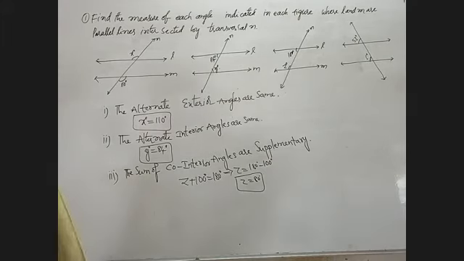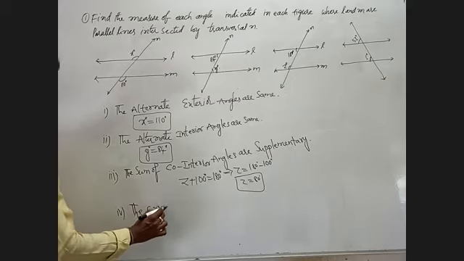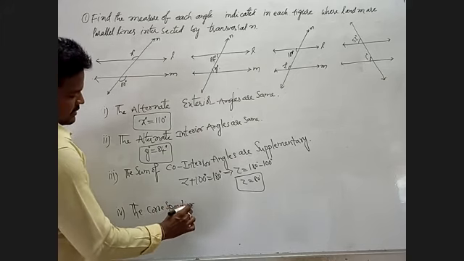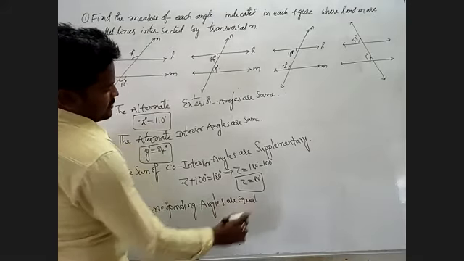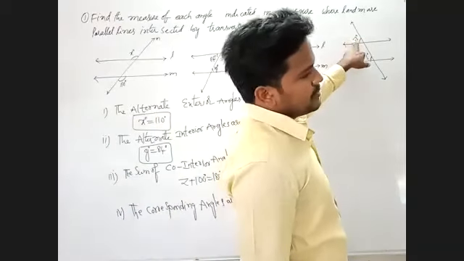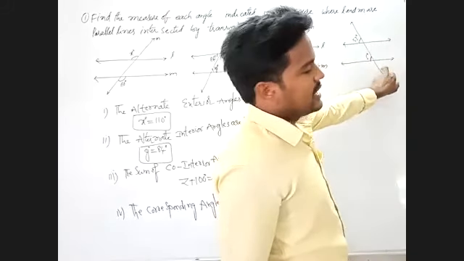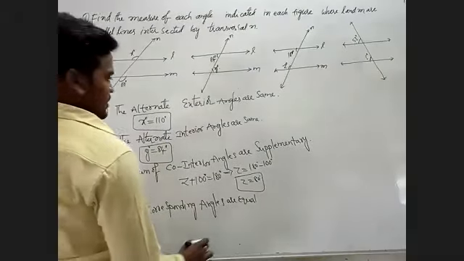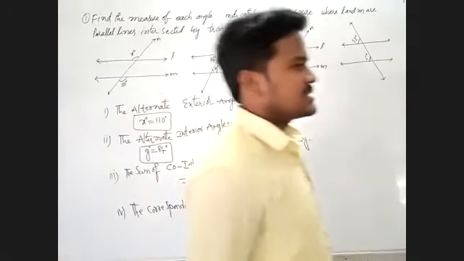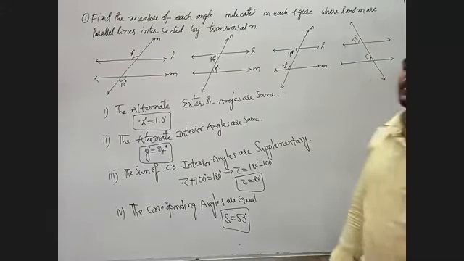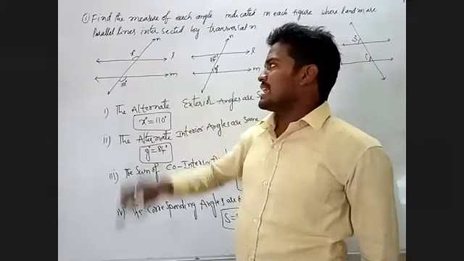Finally, now I am going to go to theta. The corresponding angles are equal. Already you discussed: angle 1 equal to angle 5, angle 2 equal to angle 6, angle 3 equal to angle 7, angle 4 equal to angle 8. Finally, we write s is equal to 53 degrees. We know one thing in this given transversal: the alternate exterior angles are equal.